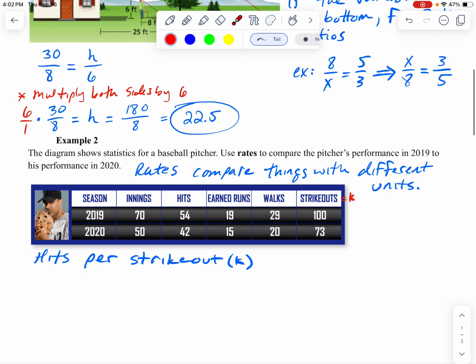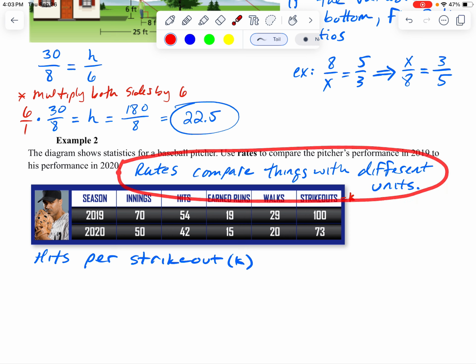Okay, moving on to our next idea here. We can analyze some statistics using different rates, comparing performances in 2019 to 2020. Rates are what we use to compare things with different units. For example, if you're thinking about gas mileage in your car, miles per gallon is a rate. Or if we're thinking about speed, we would have miles per hour. So anytime we're comparing two different units.